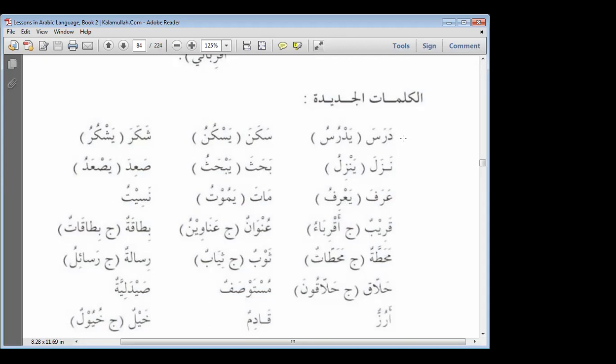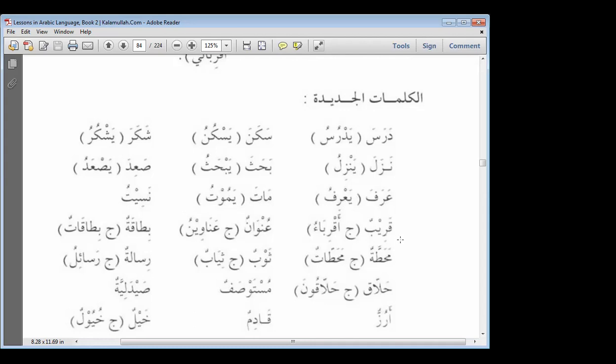So what does darasa mean? He studied, past tense. Sakana, he lived, or he resided, right? Yaskunu will be present tense, he resides, or he lives. Shakara is to be grateful or to be thankful or to thank. Nazala is to descend or to come down. Bahatha is to look, to search, right? Sa'ida is to ascend. Arafa is to know. Ya'rifu, he knows. Mata, to pass away, to die. Yamutu, he dies. Nasitu, I forgot, right?